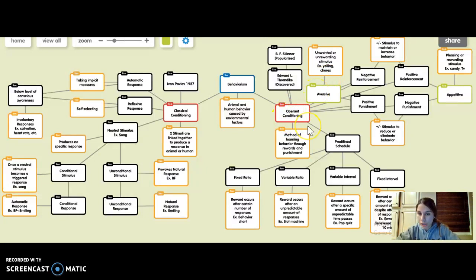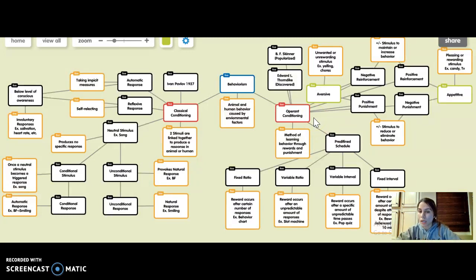we have operant conditioning. Operant conditioning was discovered by Edward L. Thorndike. There was really no attention on it, but later it was resurfaced by B.F. Skinner, who popularized the term. Operant conditioning is a method of learning behavior through rewards and punishment.